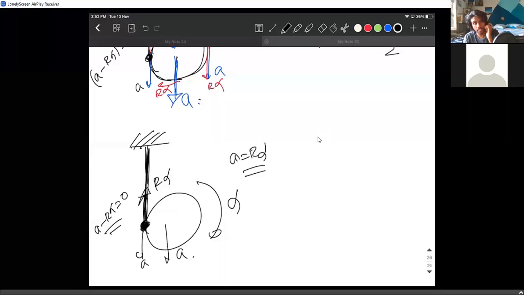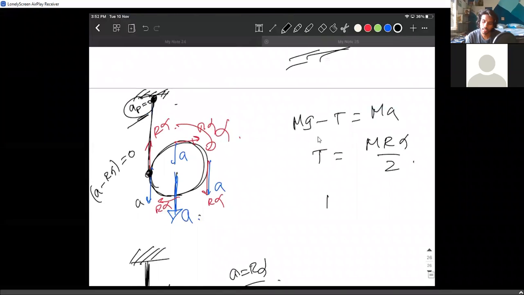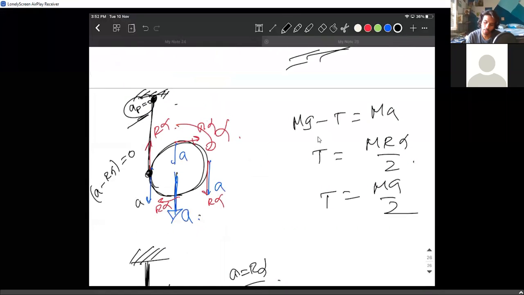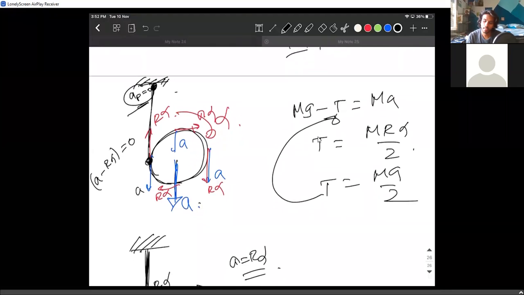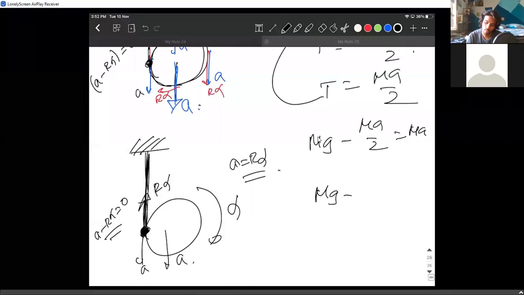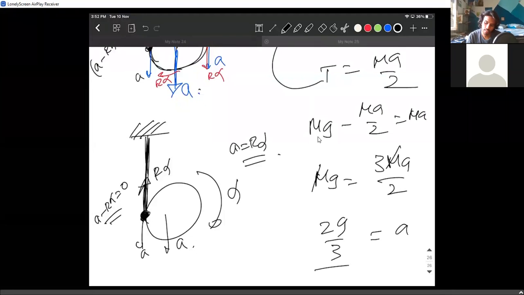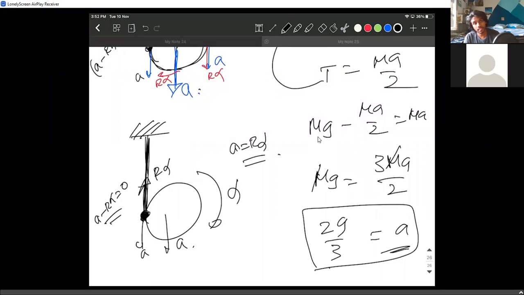Even though we got the same value as in the previous situation, please don't think they are the same situation. They are not the same situations. We just got the same value, a equals r alpha. So I'm going to put it there, T equals mA by 2. I put T in there. What do I get? mg minus mA by 2 equals mA. So mg equals 3mA by 2. So a is nothing but 2g by 3. So with this linear acceleration, it accelerates downward.